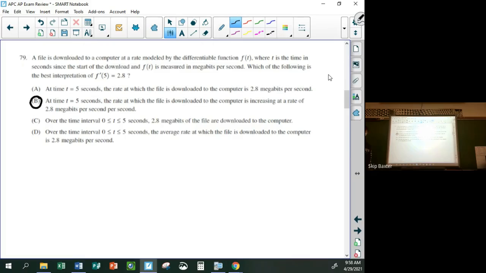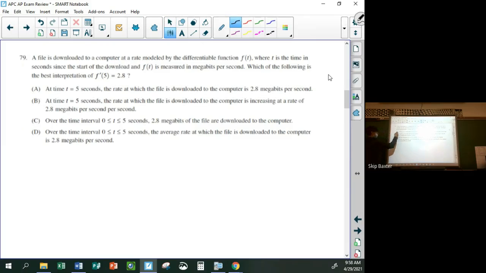Everybody agree? Are you sure? I don't agree that that's the answer. I might be wrong, I feel like it is, because if f of t is the rate, then f prime of t would be the rate at which the rate is changing. Oh, okay. I agree.